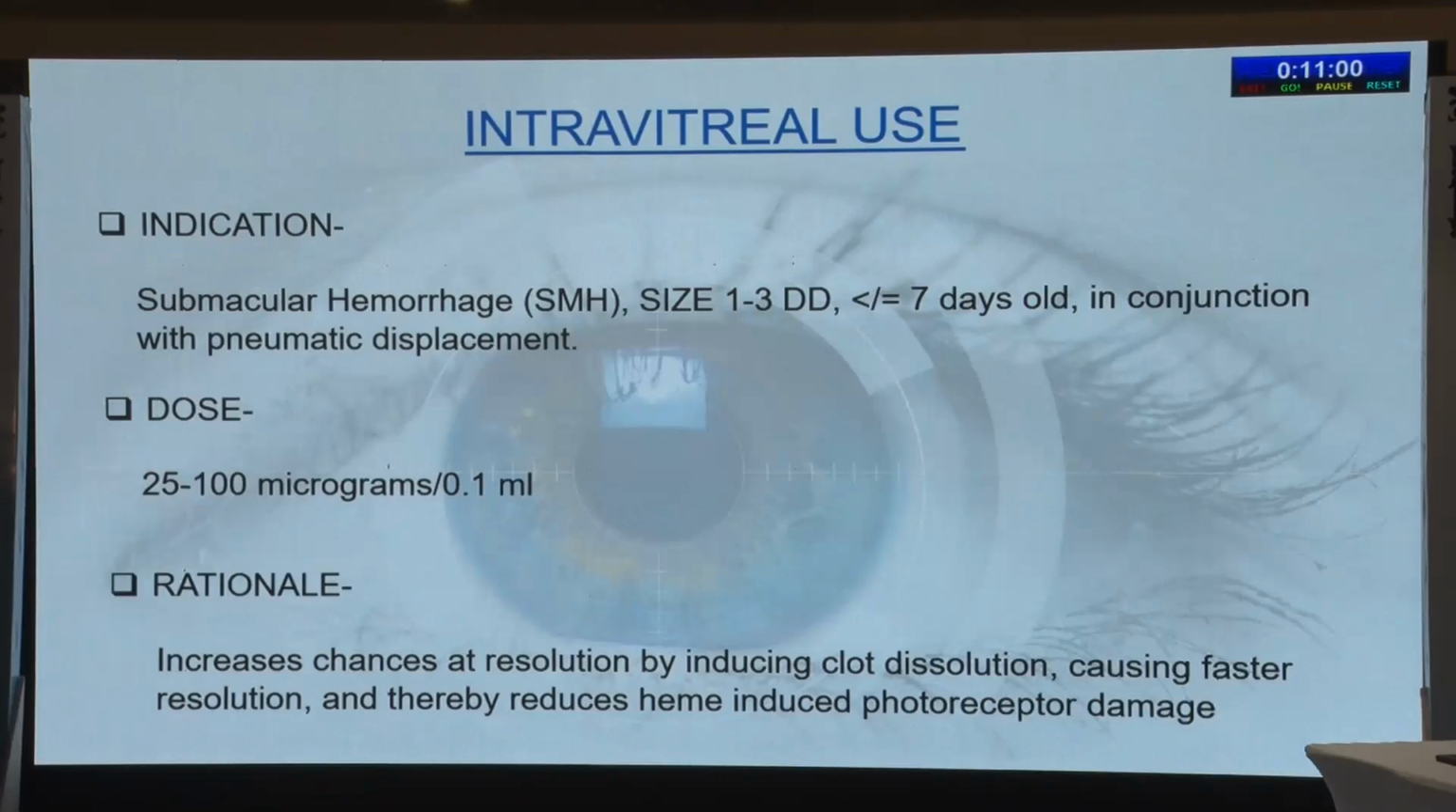Now what should be the dose of intravitreal tPA? Somewhere around 25 to 100. Now some papers say that above 50 micrograms is toxic. Some papers say that 100 micrograms is also well tolerable. So for the purpose of this IC, we would mention the safe dose to be around 25 to 100 micrograms per 0.1 ml. Now what is the rationale of an intravitreal use? It increases the chances of resolution by inducing clot dissolution.